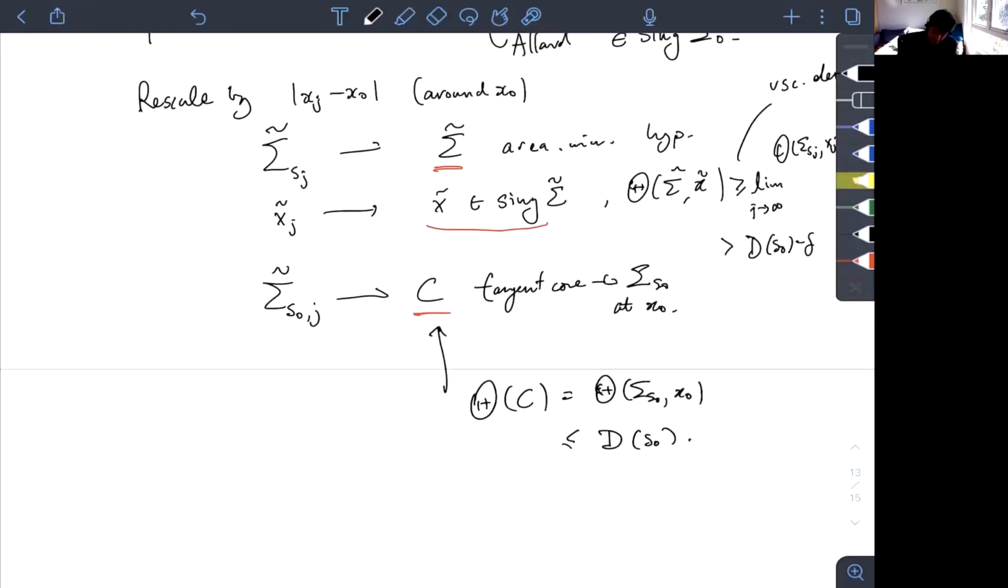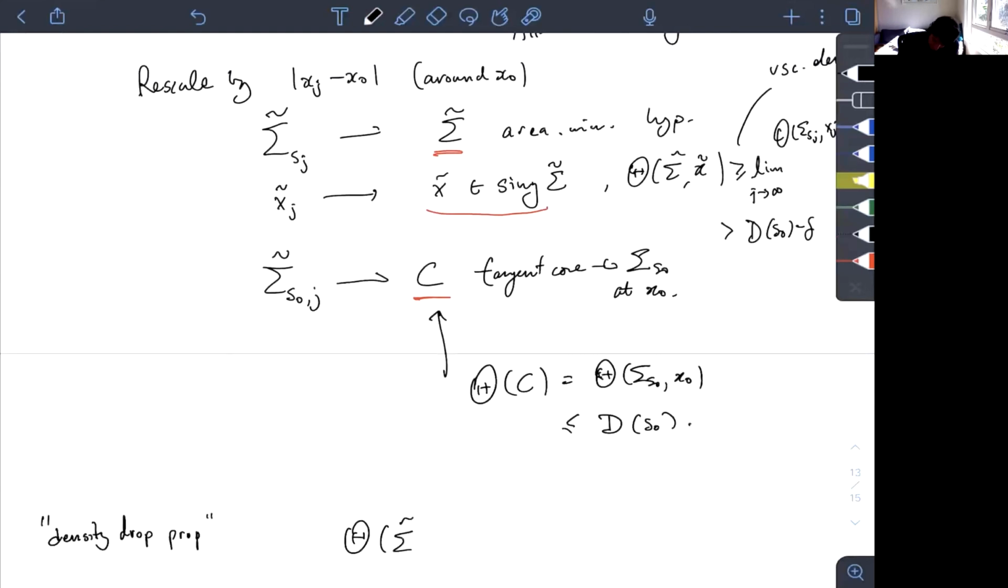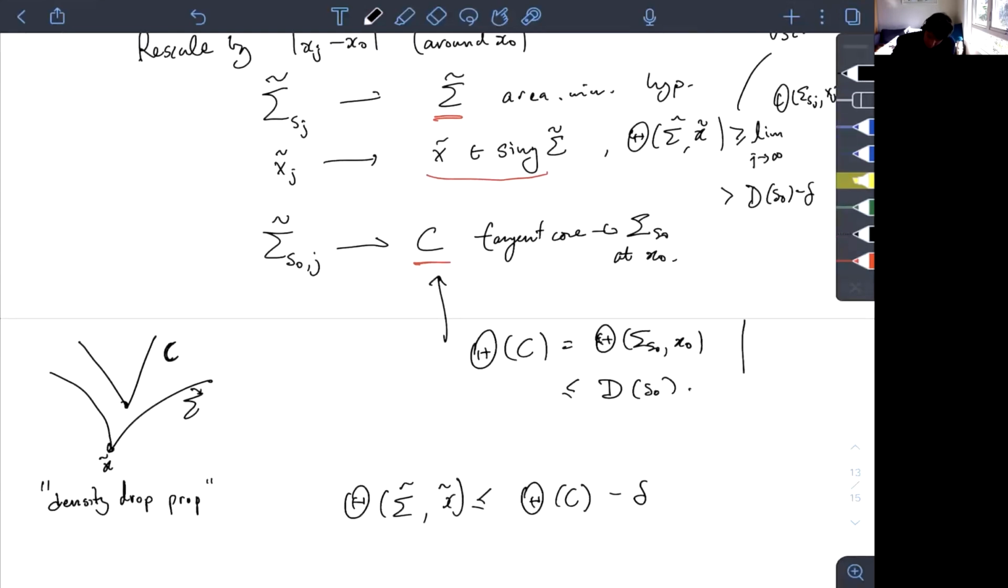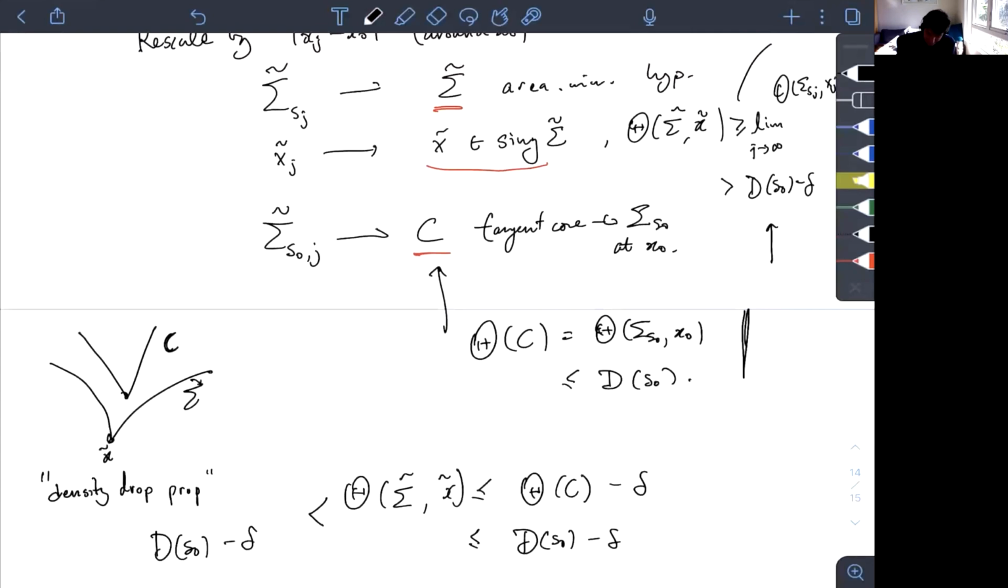Okay, so let's put this all together. The density drop proposition tells us that, in the limit, we have our cone, we have our singular sigma tilde, we have x tilde, and the density of sigma tilde at x tilde is going to be less than or equal to the density of the cone minus delta. Okay, but this is less than or equal to d of s naught minus delta. But using that this is bigger than d of s naught minus delta, right? And this is a contradiction. That finishes the proof. Of course, if you're worried about the less than or equal to, it seems like we barely squeaked by. But you could have given yourself a little bit of room, and that also would have made things work. All right.